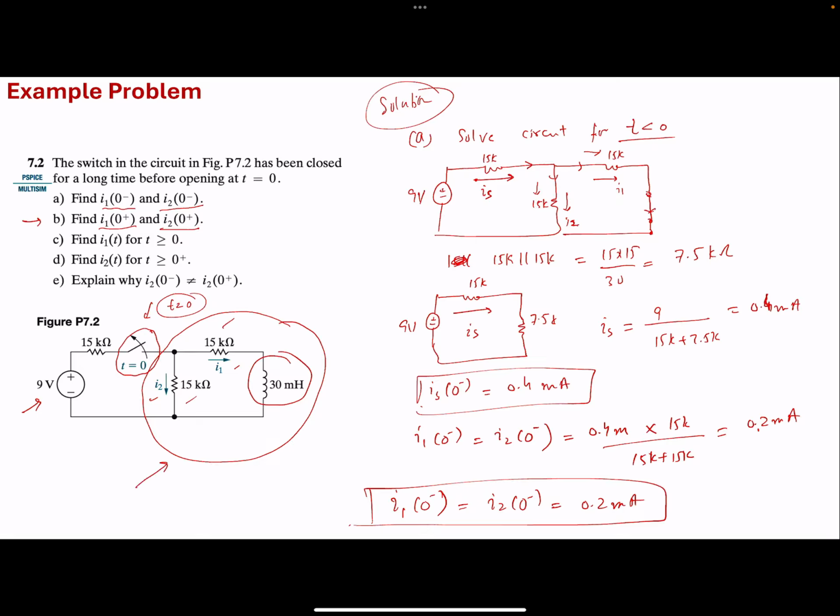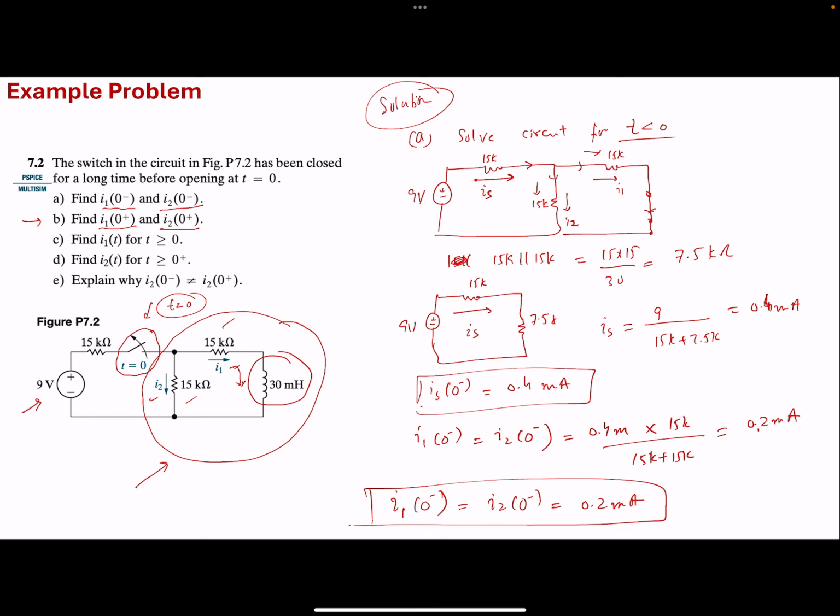But right after the switch, there won't be any instantaneous change, right? So the inductor is going to behave as a short circuit. So your I1 part of the current is going to remain the same. So your I1 at 0 positive will remain at 0.2 milliamperes. Now let's find I2 at 0 positive, right? So this is I1 at 0 positive.